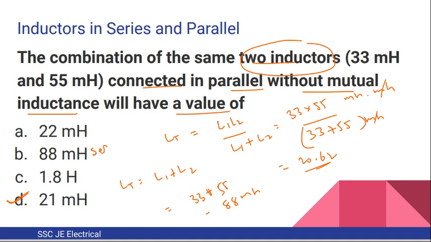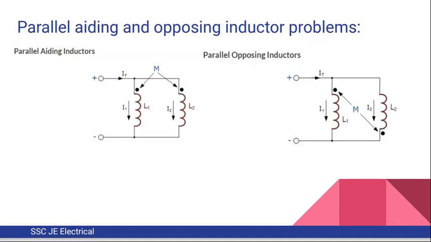This is for series, this is for parallel. In the previous problem, mutual inductance was not given; here mutual inductance is given. This is parallel aiding inductor and this is parallel opposing inductor. Based on this, many problems will be given.